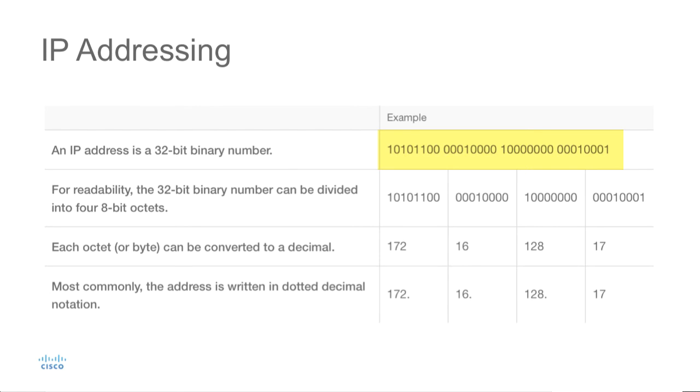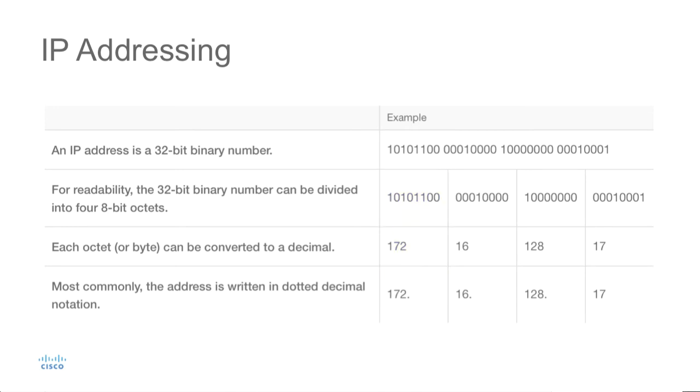10101100000100000000000001. Now, saying that address is not easy. Remembering that is even more difficult. So for readability, we'll take that 32-bit number and divide it into 4 octets. Each octet is going to contain 8 bits. Once we've got it separated into octets, we can take that value and convert it into a decimal number.